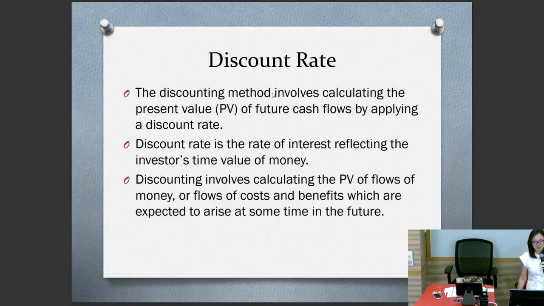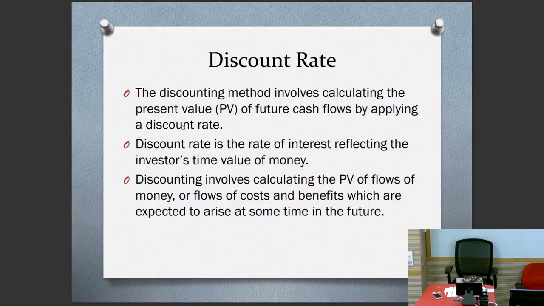The discounting method involves calculating the present value of future cash flows by applying a discount rate. You can treat the discount rate like the interest rate in the bank, but not exactly the same, because every individual and every organization has different investment or earning power. For me, I don't know the stock market, so I may just put the money in the bank. Then my discount factor would be the same as the interest rate in the bank.